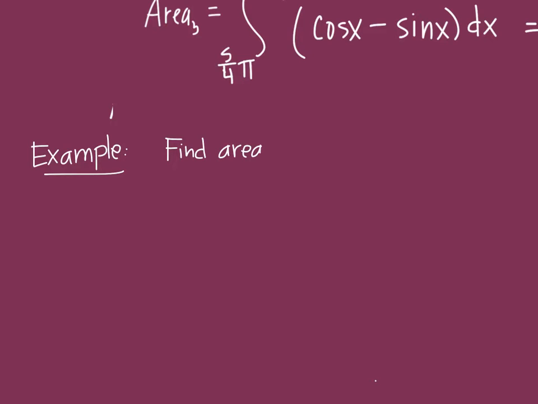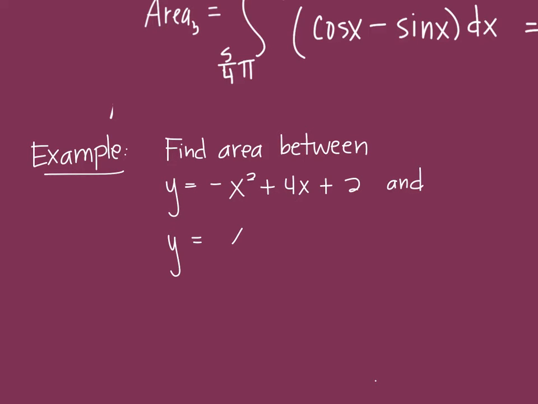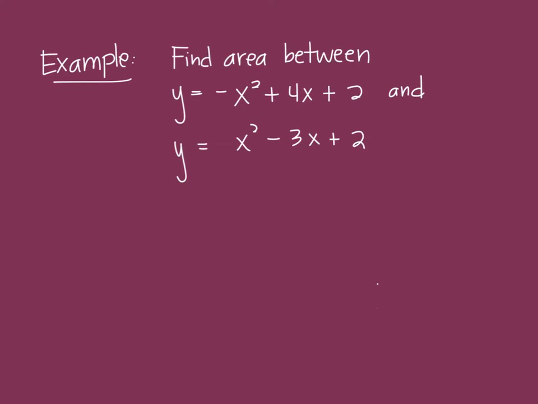All right, so find the area between the following 2 curves. y equals negative x squared plus 4x plus 2, and also between y equals x squared minus 3x plus 2.